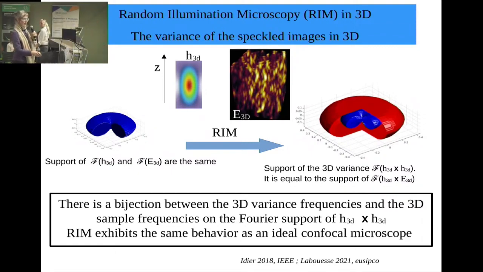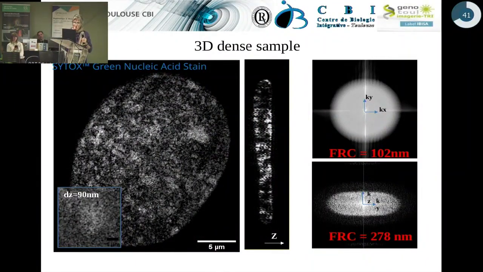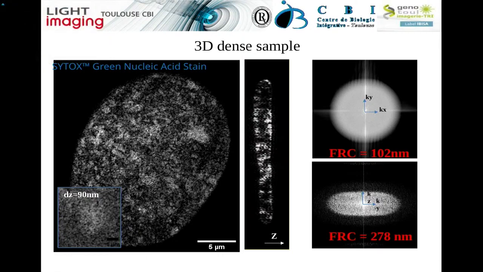So RIM exhibits the same behavior as an ideal confocal microscope, but we have photons, because it's a wide field image, okay? So it works, of course, with a 3D dense sample and with a resolution which is about 300 nanometers in Z and 100 nanometers in X, in the transverse plane.